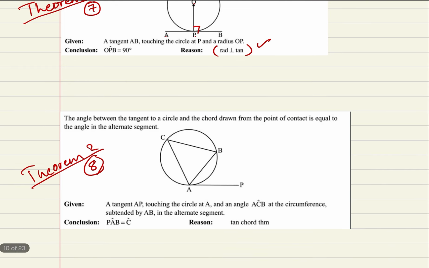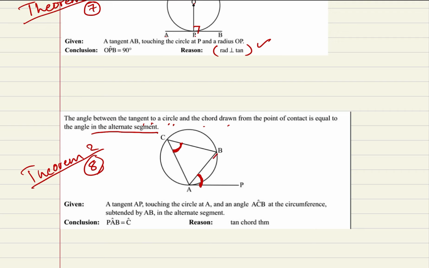Okay, this one says what? The statement is very important because it's very examinable. The angle between the tangent to a circle and the chord drawn from the point of contact is equal to the angle in the alternate segment. What does that mean? It means that this angle here is equal to this angle in the alternate segment.